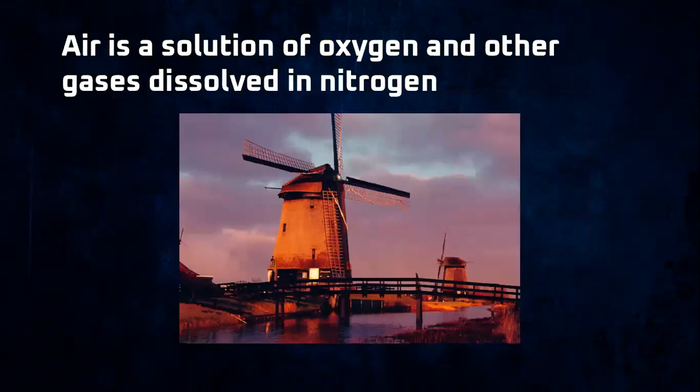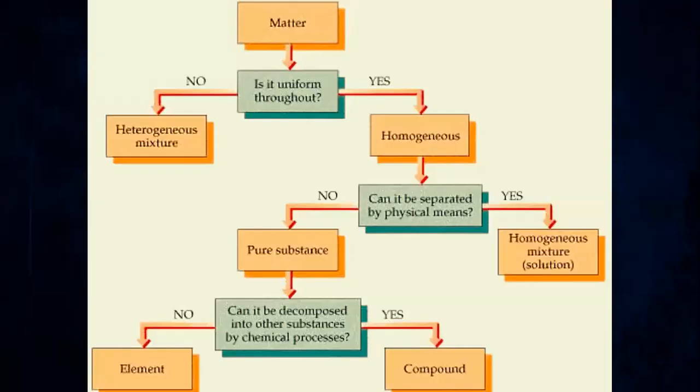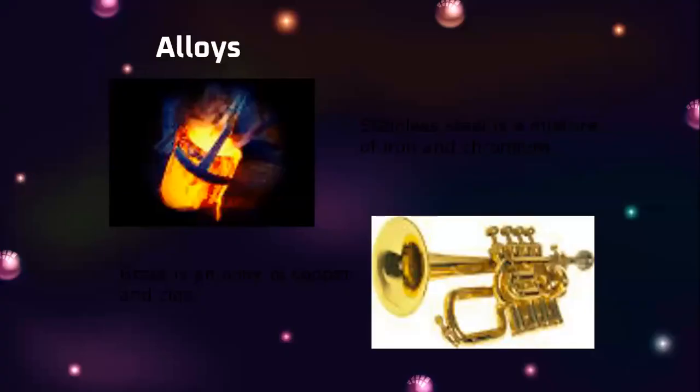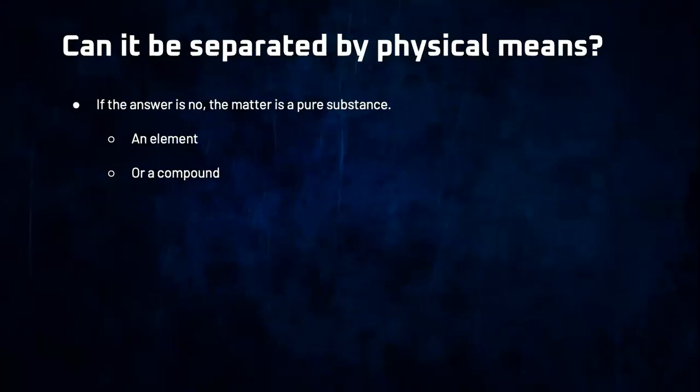So air is a solution of oxygen and other gases dissolved in nitrogen, followed by alloys. Alloy is, for example, stainless steel. Stainless steel is a mixture of iron and chromium. All right. So after we ask ourselves, can it be separated by physical means? Just now it was yes, now it is no. If it cannot be separated by physical means, this is a pure substance. We only have two choices. It's either an element or a compound.